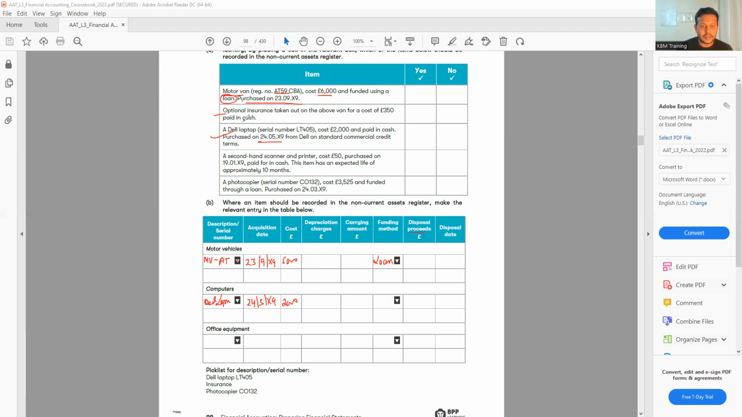So the funding method, they said we buy the computer and we have paid in cash. So we need to say cash.